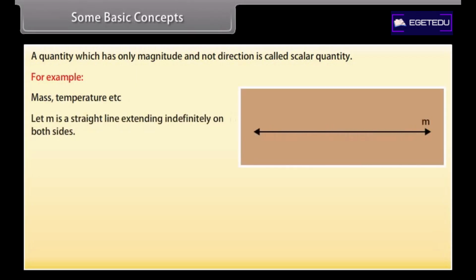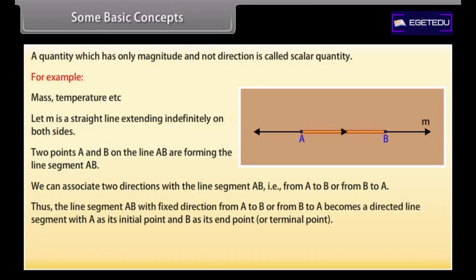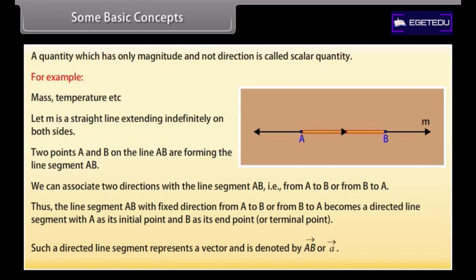Let M be a straight line extending indefinitely on both sides. Two points A and B on the line AB are forming the line segment AB. We can associate two directions with the line segment AB, that is from A to B or from B to A. Thus, the line segment AB with fixed direction from A to B or from B to A becomes a directed line segment with A as its initial point and B as its end point or terminal point. Such a directed line segment represents a vector and is denoted by vector AB or vector A.